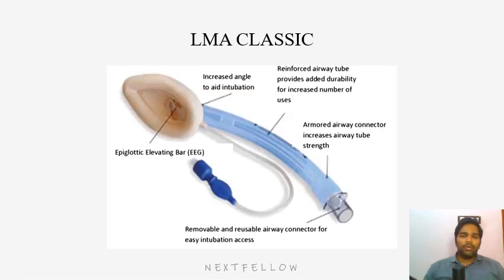Okay, so this is the most common LMA used. This is called as LMA Classic. So you just see the picture. This is the picture of the LMA Classic. So it consists of a shaft. That shaft is nothing but an airway tube. So this shaft is attached to a cup. So that cup contains cuff. So the cup along with the cuff is called as laryngeal mask. This cuff can be inflated by this pilot balloon.